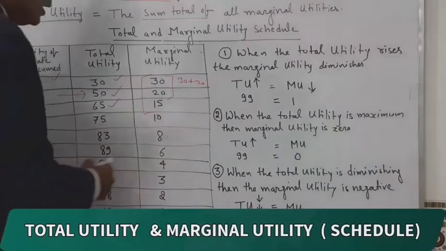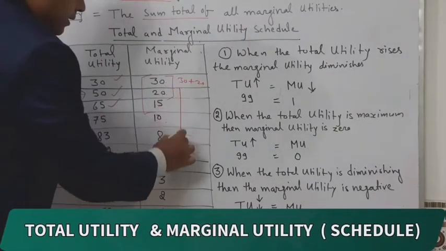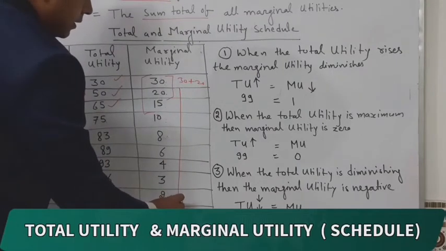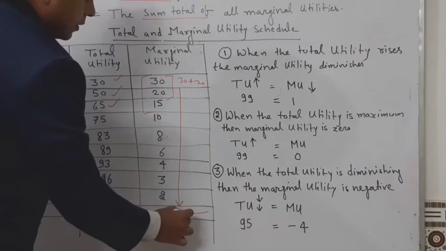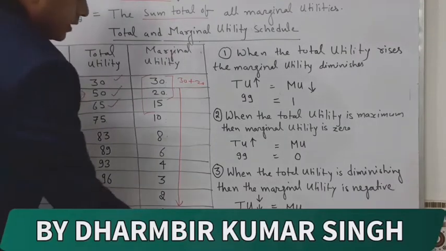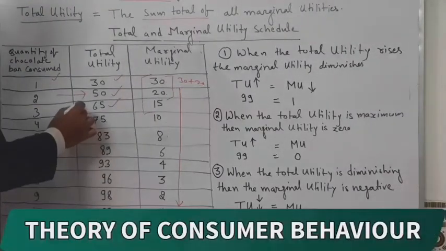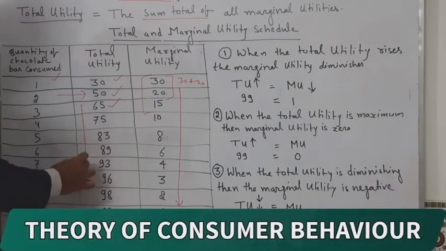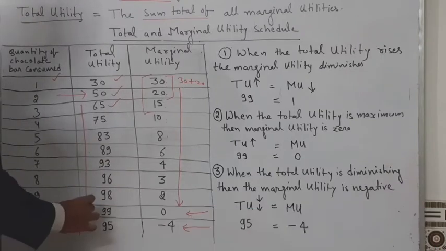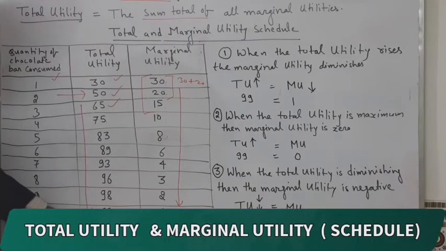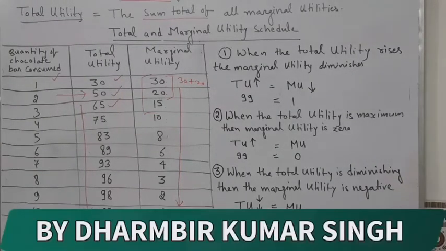My marginal utility is continuously decreasing here, and here it is 0. And here it is minus, minus 4. In this way, the total utility is increasing continuously till 98, 99, and then it is decreasing from 99 to 95. Try to see it. I am going to discuss this.